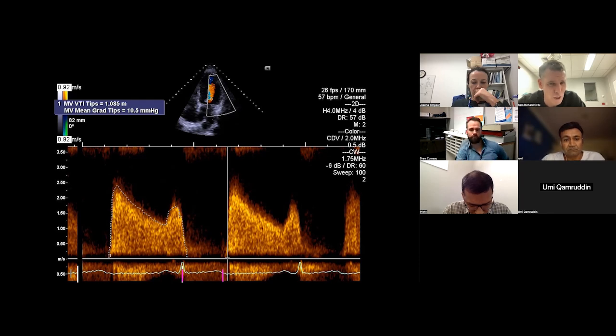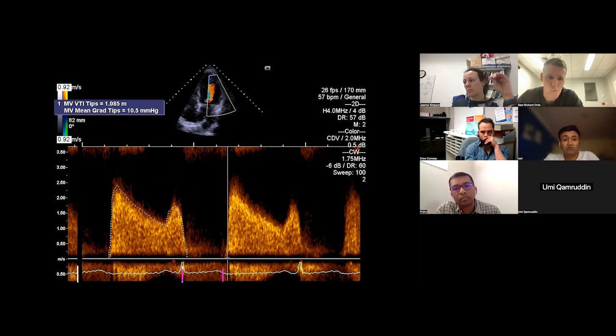Excellent. And what do you think the etiology might be of that? So the tips are affected, so this could be rheumatic affection of the mitral leaflets. Beautiful. So what other views do you need to assess the severity of this mitral stenosis? You've got the mean gradient in there, which made you think it was severe. What else do you need to back up your severity assessment?